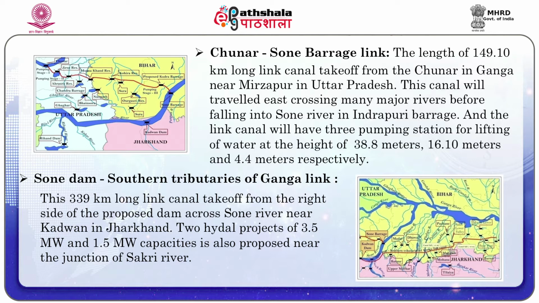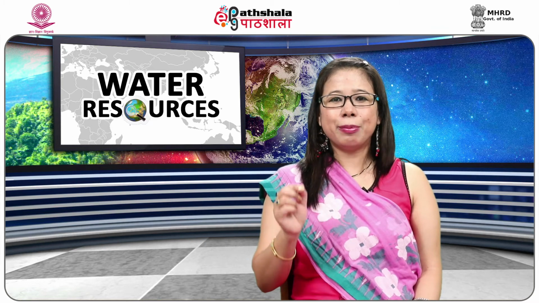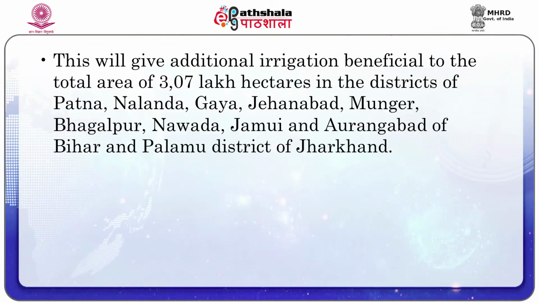Son Dam, southern tributaries of Ganga link. The Son Dam, southern tributaries of Ganga Link Canal takes off from the right side of the proposed dam across Son River near Kadwa in Jharkhand with a total length of 339 km. It travels east and joins Badua rivers. A hydel power project of 3.5 megawatt and 1.5 megawatt capacity is also proposed near the junction of Sakri rivers. This will give additional irrigation benefit to a total area of 3.07 lakh hectares in the districts of Patna, Nalanda, Gaya, Jehanabad, Munger, Bhagalpur, Nawada, Jamui and Aurangabad of Bihar and Palamu district of Jharkhand.